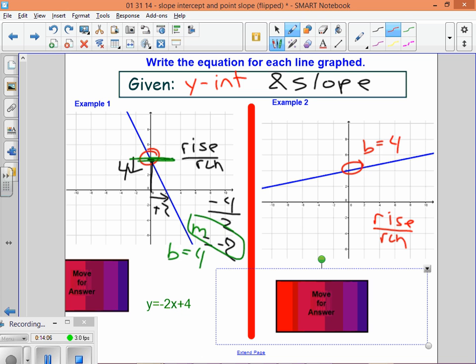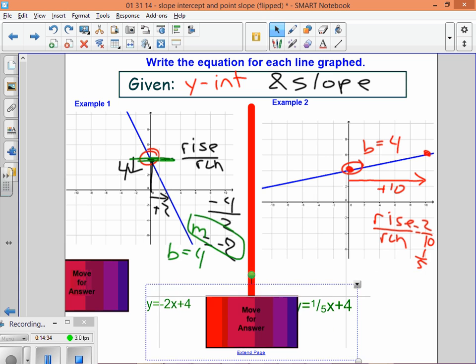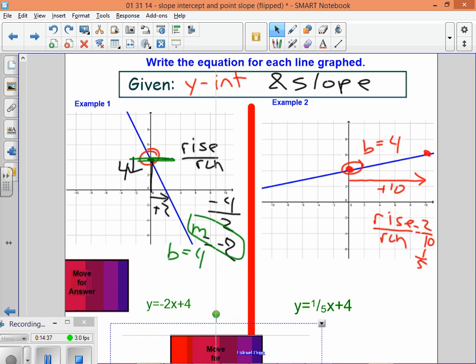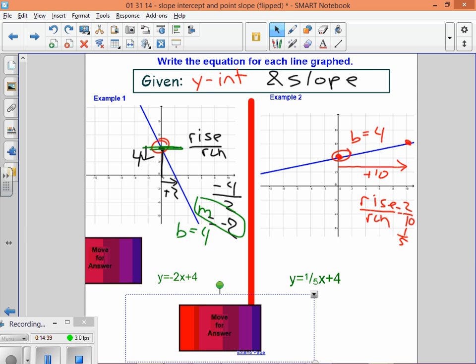So my rise between this point here and this point here, that's what I want to consider. My rise is 2. I go from 4 to 6, so my rise is 2. And my run, I go from 0 all the way over to 10. So my run is 10, and so 2 over 10 is another way of saying 1 over 5. And so all I have to do is replace 1 over 5 and 4, and I get the equation y equals negative 1/5 x plus 4. We need to move on.